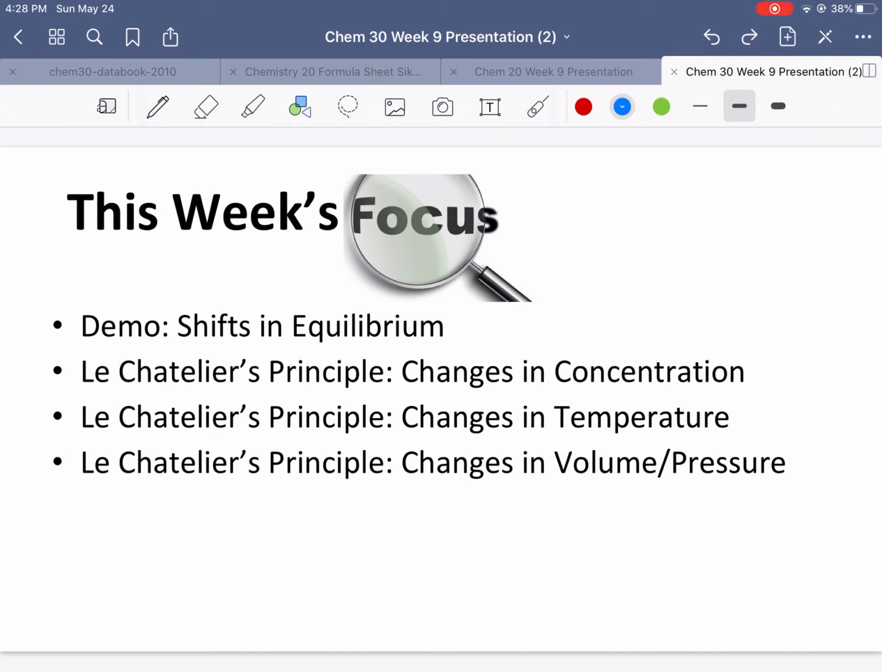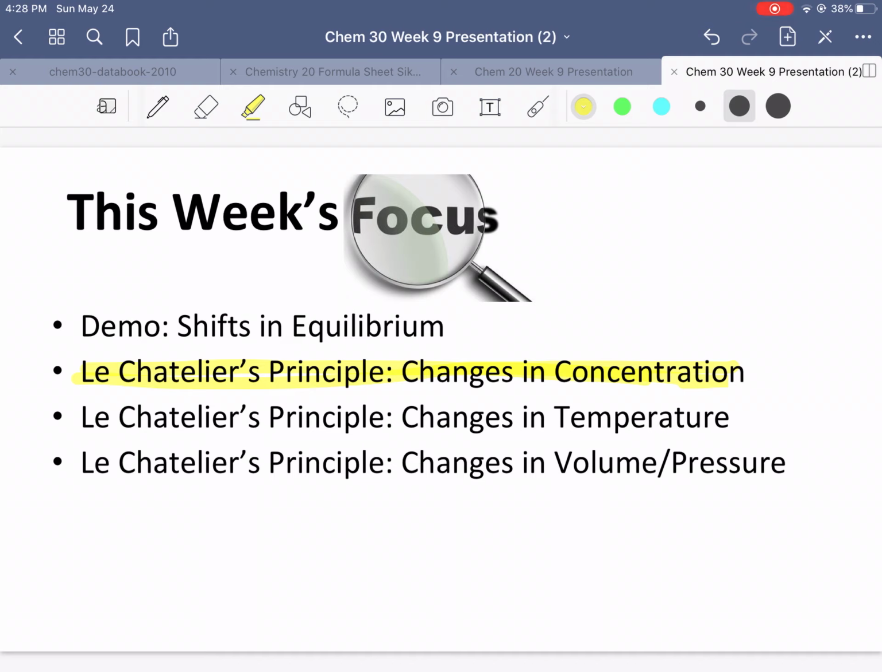All right, here we go into the second podcast of Week 9 Chem 30. And we are officially into Le Chatelier's principle, making some sense of some of the interesting changes that were demonstrated in the two YouTube videos of the previous lesson. Now, our focus this podcast is on changes in concentration.